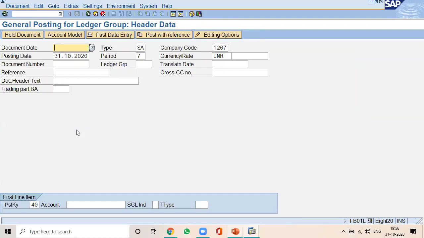See, when you create a non-leading ledger, with each non-leading ledger, the system automatically creates one ledger group. I hope everybody remembers the parallel ledger accounting functionalities, right? Anyhow, I'm explaining again. When you create an individual non-leading ledger, the system creates a ledger group with that non-leading ledger. Then, in addition to that, you can create one ledger group which encompasses all the non-leading ledgers and also the leading ledger.